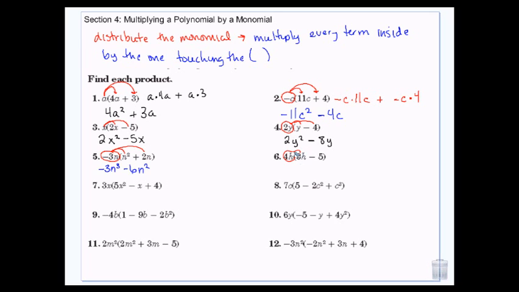Or 4h times 3h and negative 5. So I get 12h squared and negative 20h. Okay, questions so far?